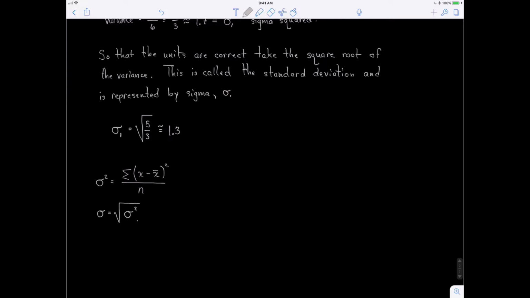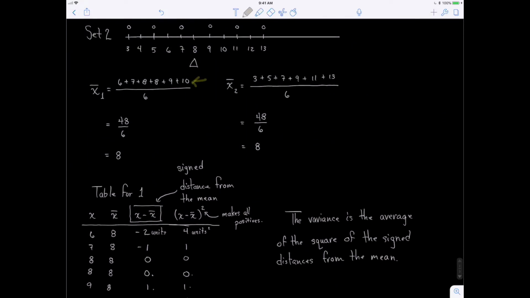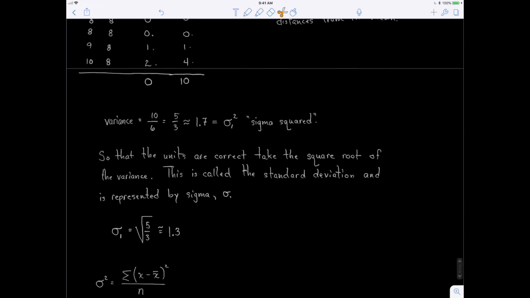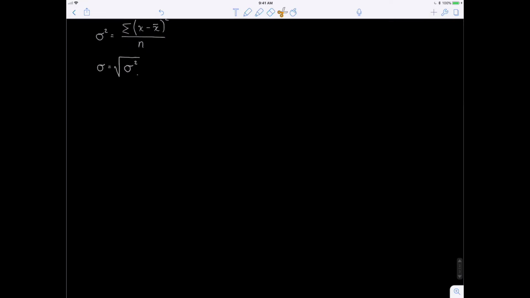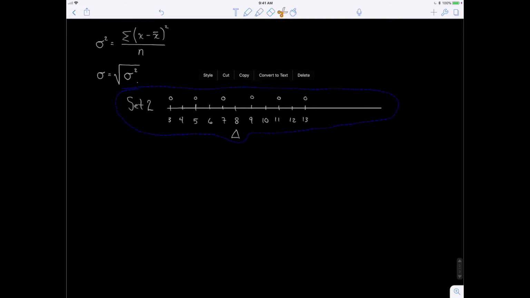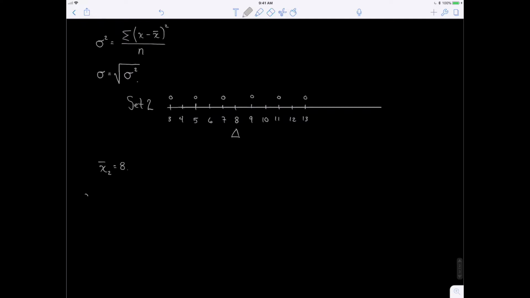So let's try this. If you recall, here is set 2. I'm going to just copy it so we have it for easy visual reference, and let's bring it down here. We're going to use our formula this time to calculate the variance. So here we go, I'm going to write this out. Notice that we already know that the mean for data set 2 was 8. So if I wrote this out using the formula, I could write the variance this way.